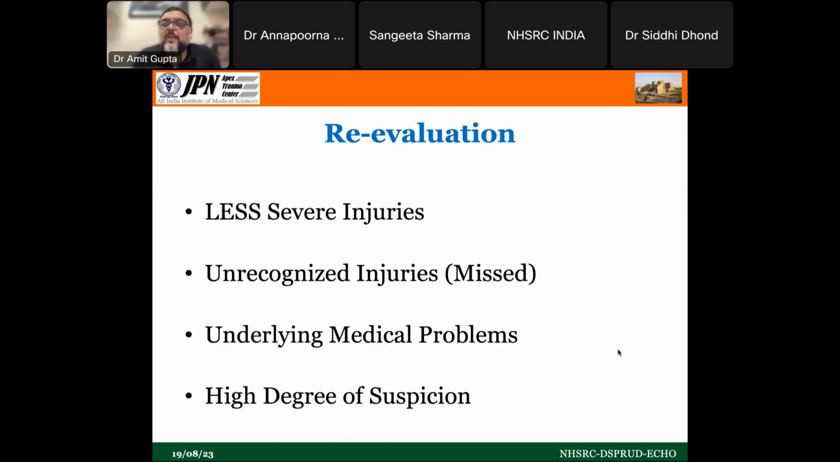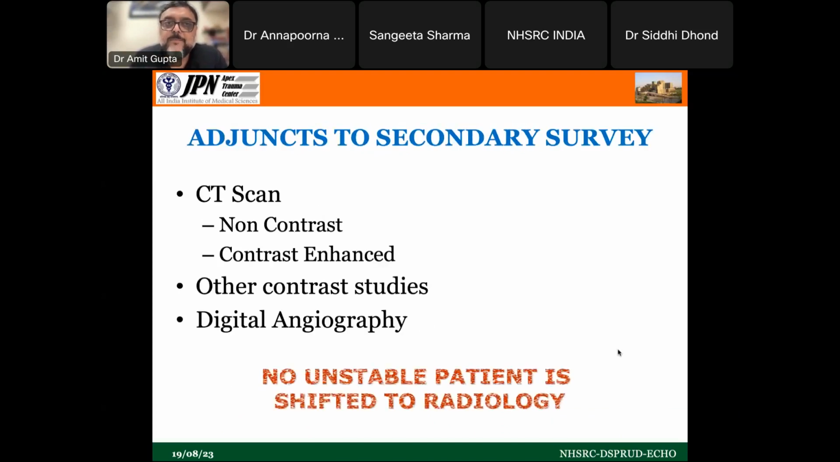As I said, continue to reevaluate. Why? Because there might be less severe injuries which you might miss in the emergency room, or missed injuries or underlying medical problems. Therefore, have a high degree of suspicion and keep on reevaluating these trauma patients.